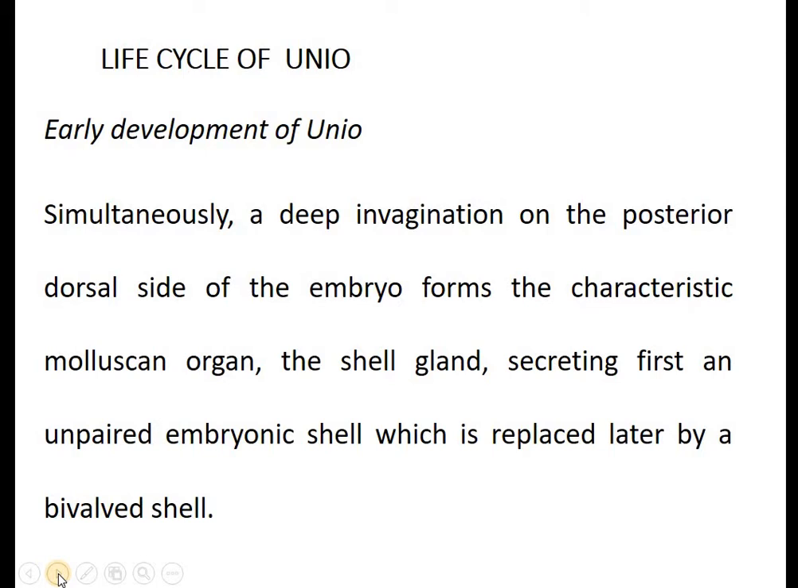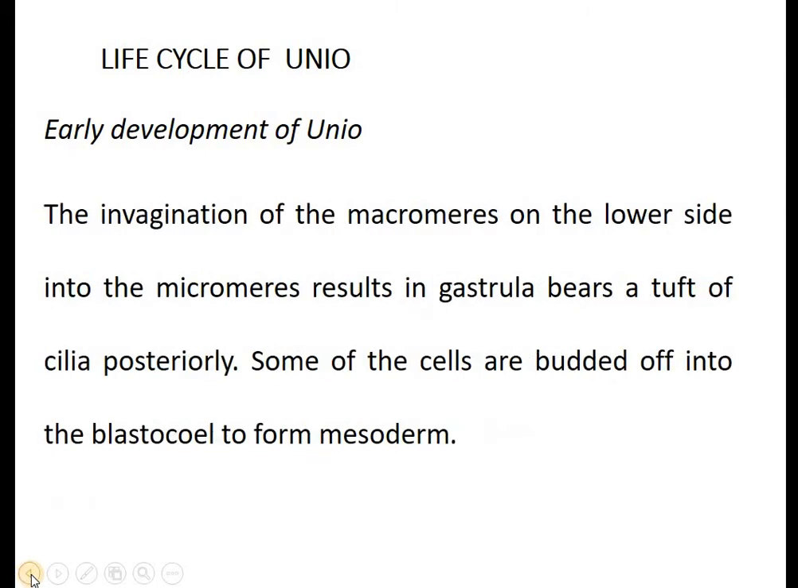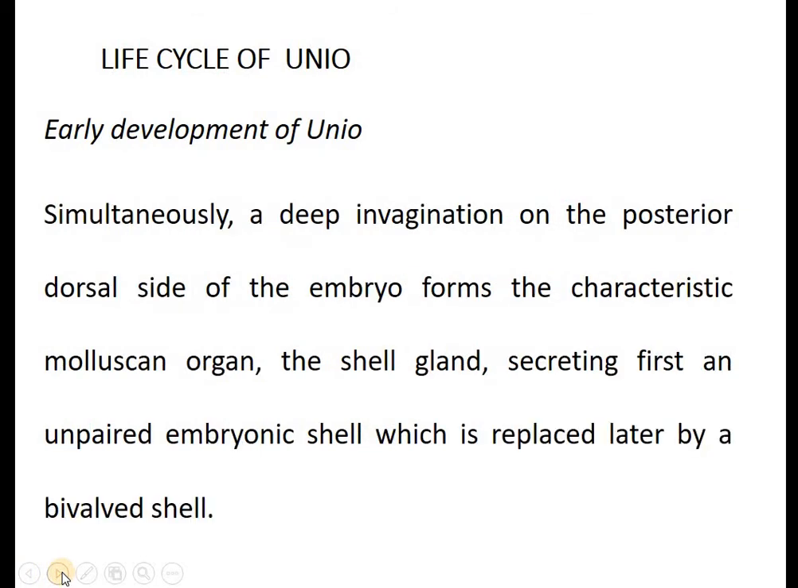Simultaneously here, a deep invagination on the posterior dorsal side of the embryo forms a characteristic molluscan organ, the shell gland. This is peculiar in the development of Unio: that molluscan organ, the shell gland, is formed, secreting first an unpaired embryonic shell, which is replaced later by the bivalve shell.